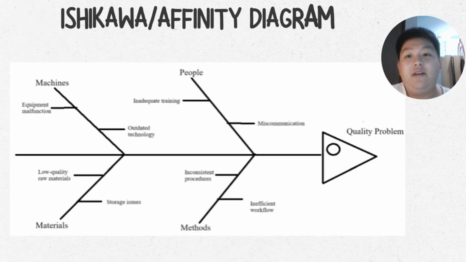Ishikawa, or identify the gap. First step, identify the issue. State the problem or effect that we are trying to look at, which is placed at the head of the fish. Clearly state the issue in a way that the team can understand, so everyone can see that their problem is a quality problem.